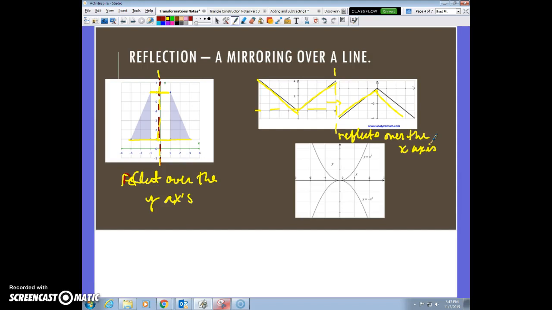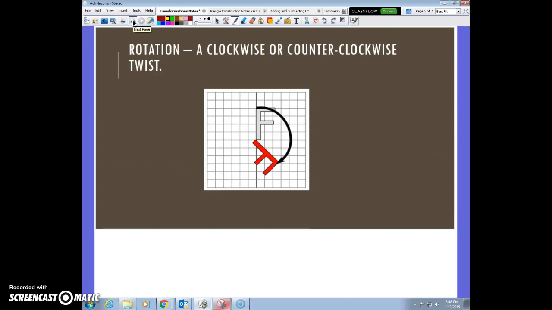Okay, and finally, if I start with this graph that looks like this guy right here, and I flip it over like such, and put that negative in front, I know that, once again, it is reflecting, or reflects over the x-axis. All right, so now the next transformation that I'm talking about here is a rotation.